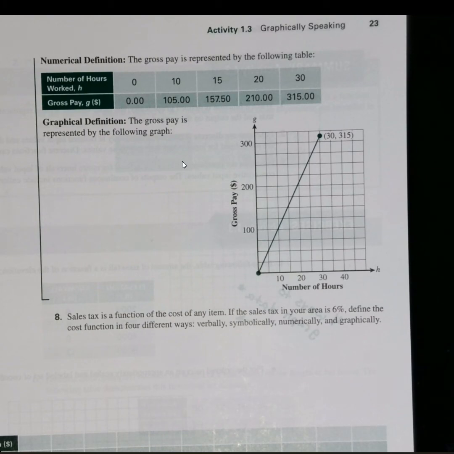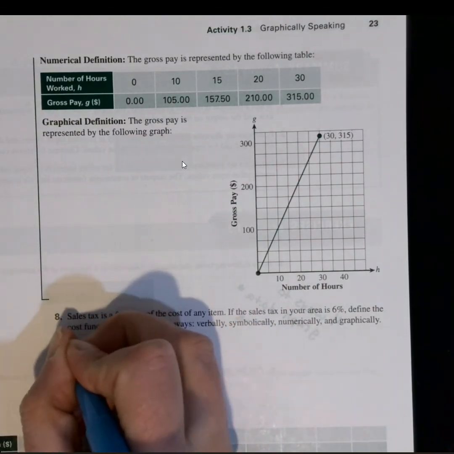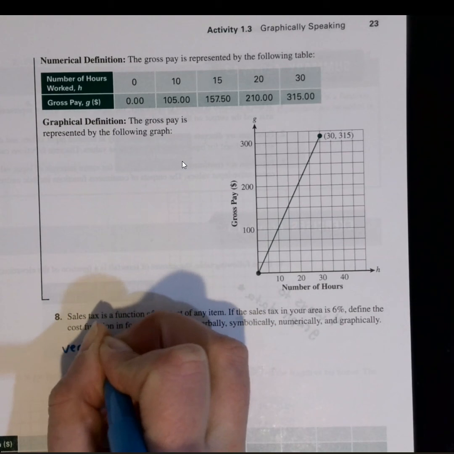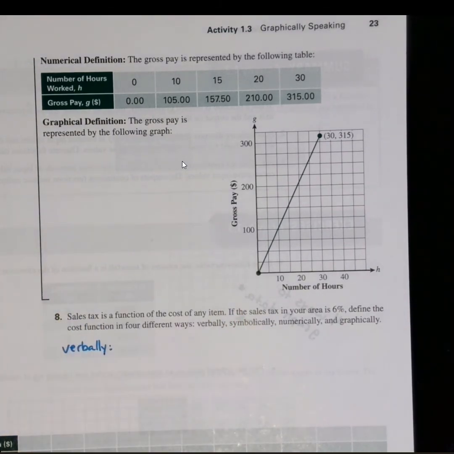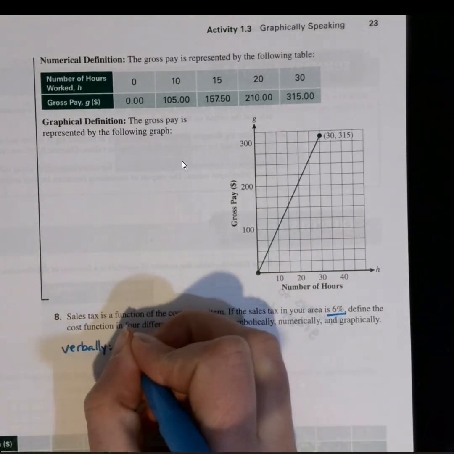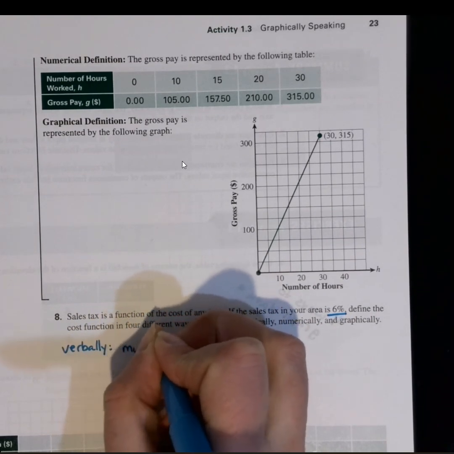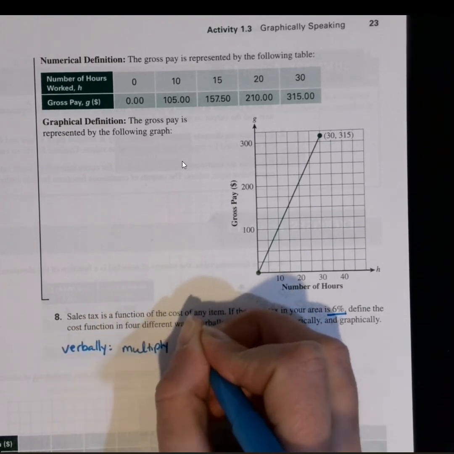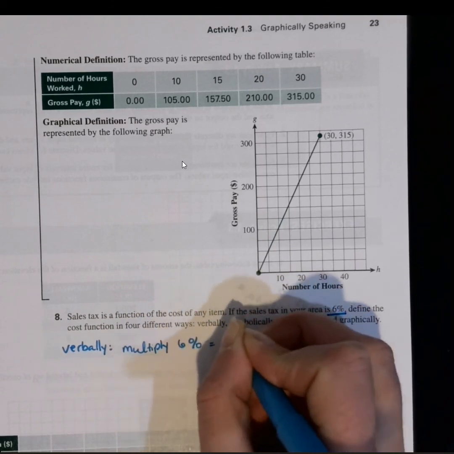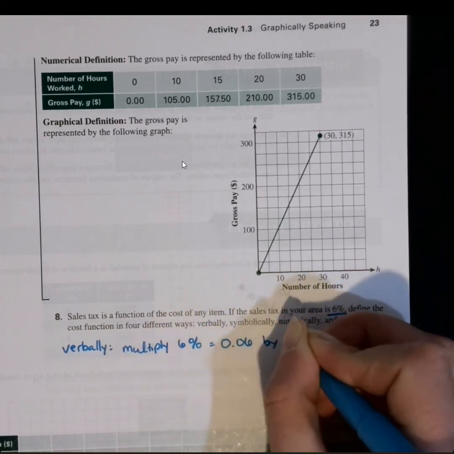So the verbal is going to be just a statement, a sentence about what we have to do in order to compute sales tax. So verbally. Okay, so sales tax is 6% of the cost of an item. So we are going to multiply 6%, which converts to 0.06, by the cost of the item.